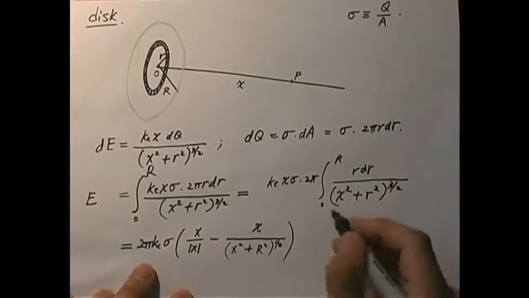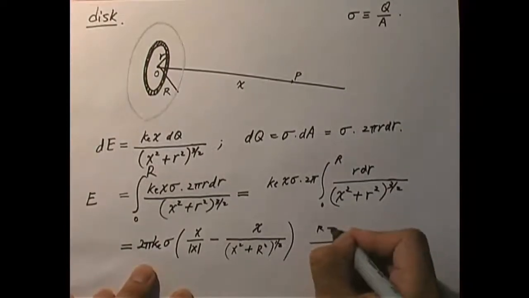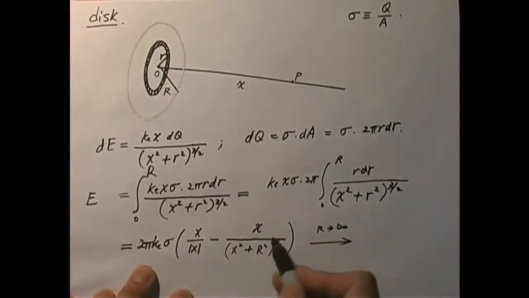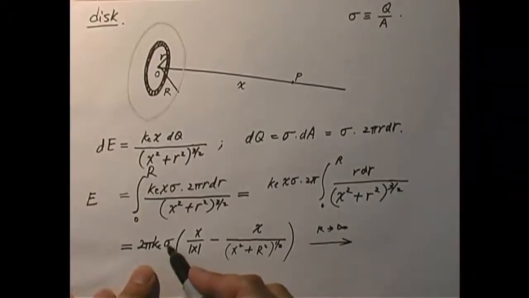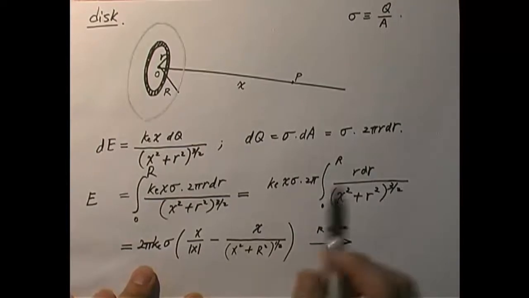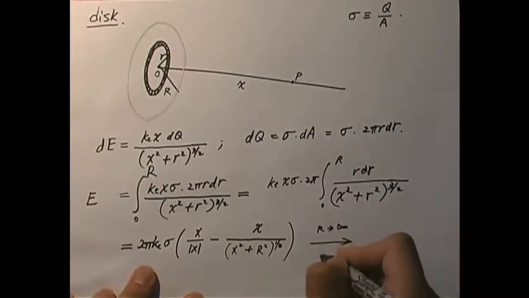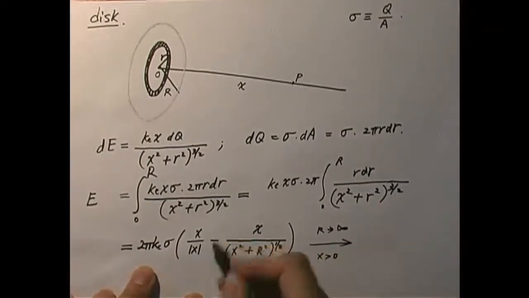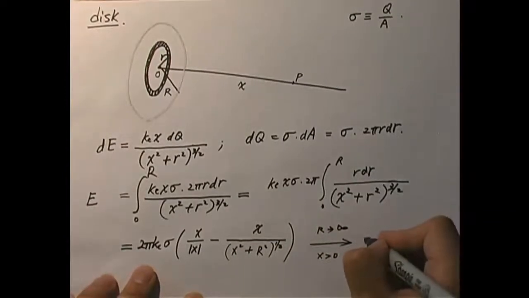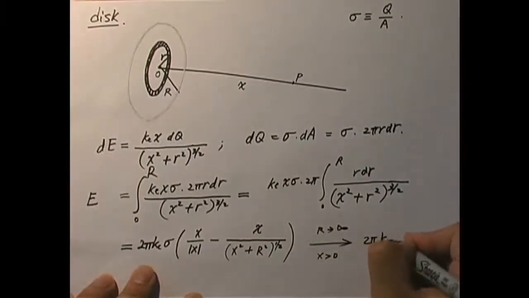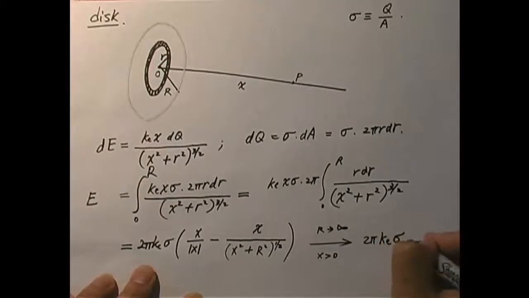So when R approaches infinity, you don't have the second term. You just have 2 pi k sigma times x divided by the absolute value of x. So let's assume that x is positive. So this is just 1. So it becomes 2 pi k sigma. Strangely enough, you get a constant.